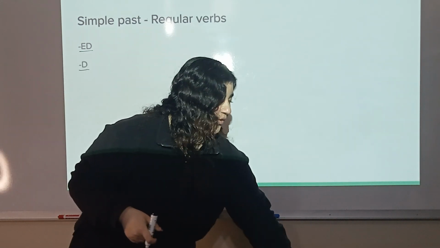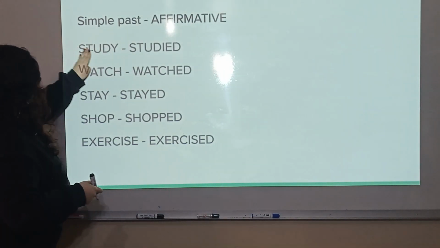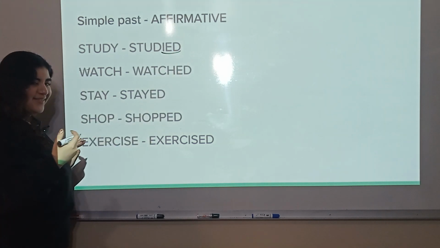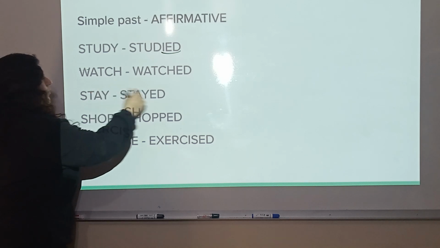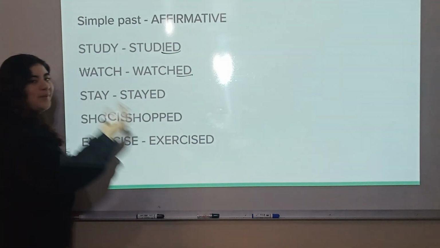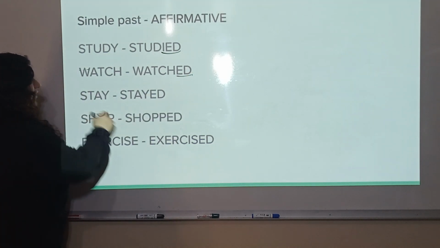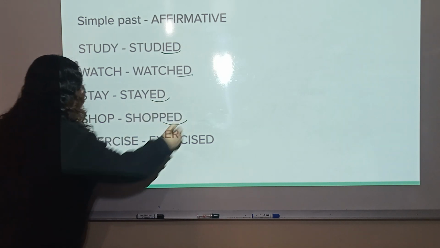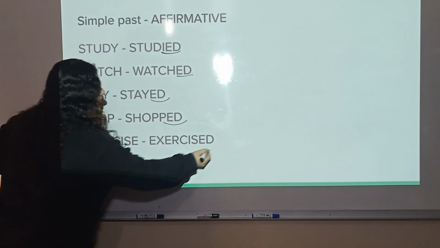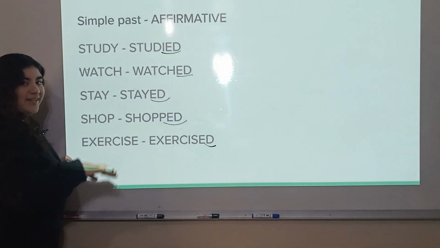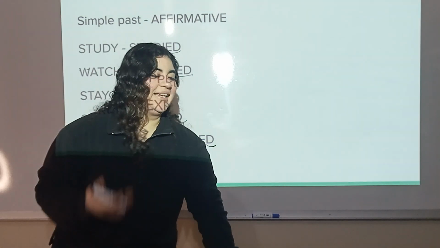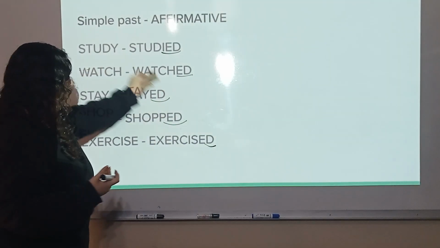For example, we have the verb study, which we're going to add ied to make it into the past. Or the verb watch, we're going to be adding ed to make it into the past. Stay becomes stayed, shop becomes shopped, and exercise becomes exercised. All of these are regular verbs because they follow the pattern of adding d or ed to make them into the past.